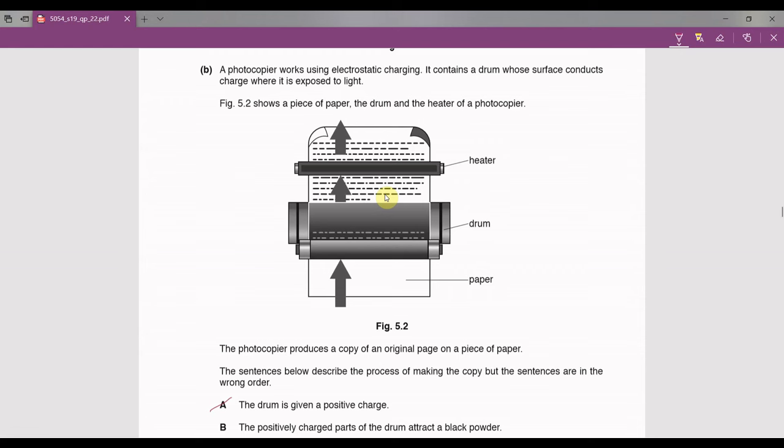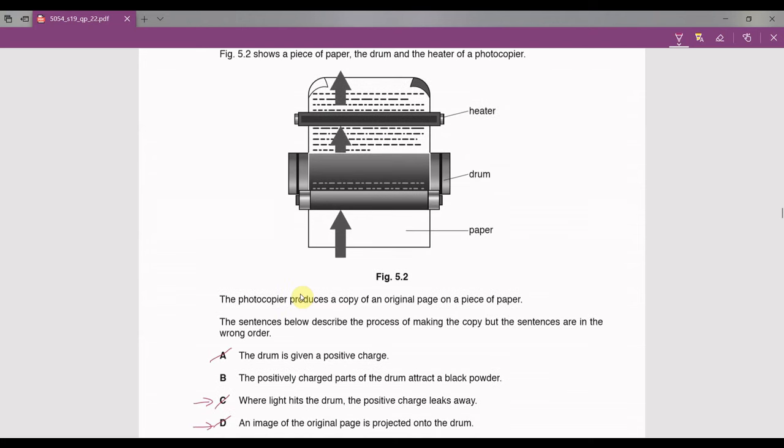So when the light is shown onto the original page, the white parts reflect very well back onto the drum, and where the charge leaks away, the positively charged drum is basically neutral now. But the parts of the page which did not reflect any light, those specific parts of the drum, will still be positively charged, and they are going to attract the black powder.